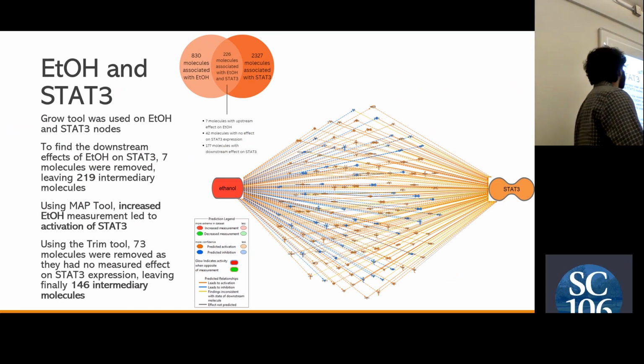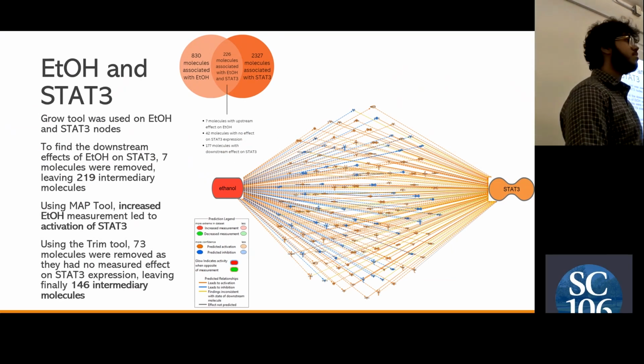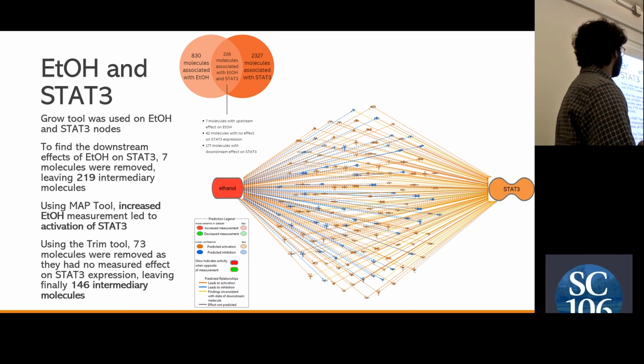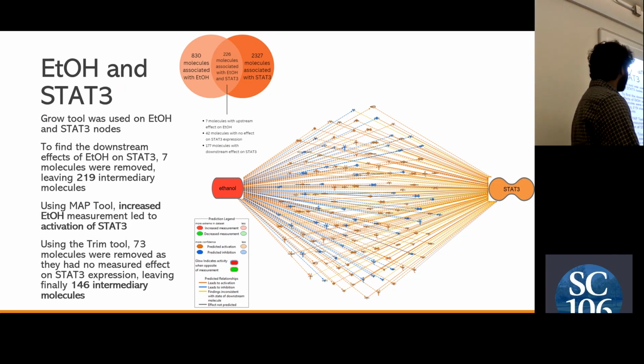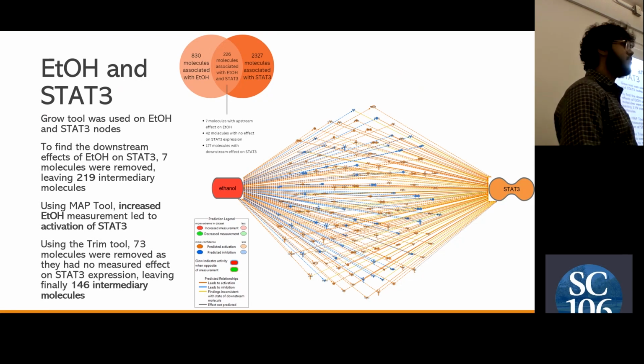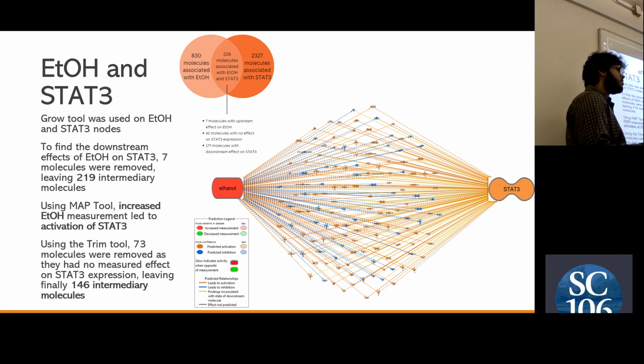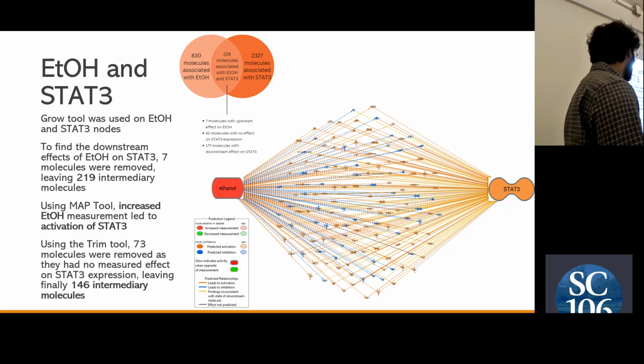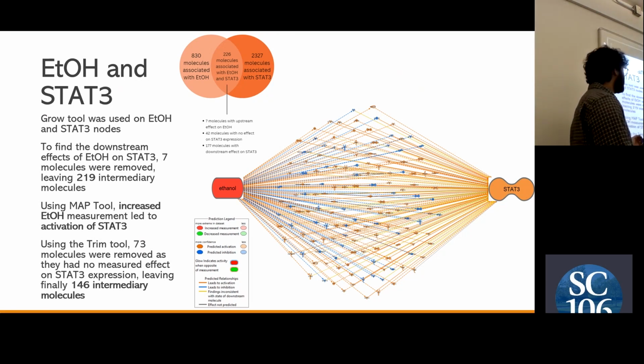So my first connectivity map was between ethanol and STAT3. I used the GROW tool on the nodes of ethanol and STAT3, and using the Path Explorer tool, I found 226 intermediary molecules. 7 of these molecules were removed as they had an upstream effect on ethanol, and my study is related to the downstream effects of ethanol. And with the map tool, I increased ethanol measurement, and this led to an overall activation of STAT3.